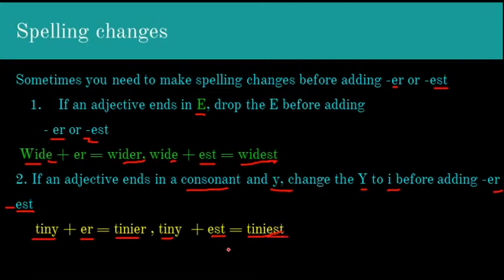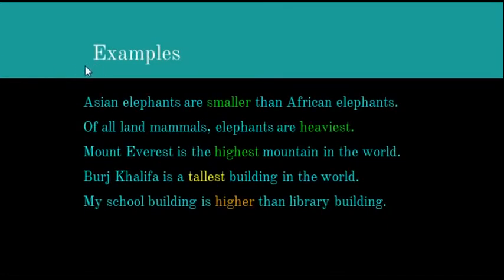Some words' spelling will change before adding ER or EST. You have to pay attention. Finally, let's see some examples. Asian elephants are smaller than African elephants. Smaller. In this sentence, the speaker is comparing two elephants coming from different places, Asian and African. So the speaker is using the comparative degree to compare, and as I have mentioned before, we use the comparative degree to compare two people or things or places.